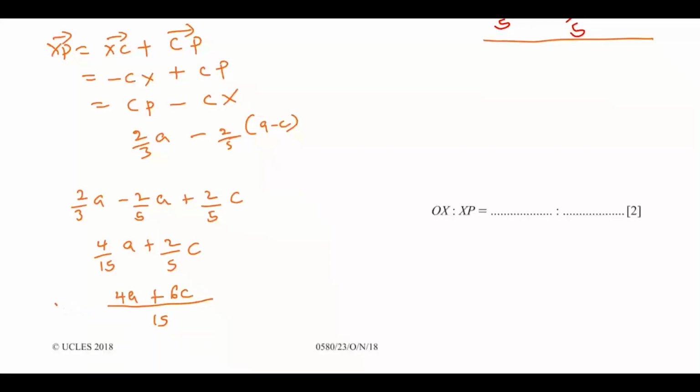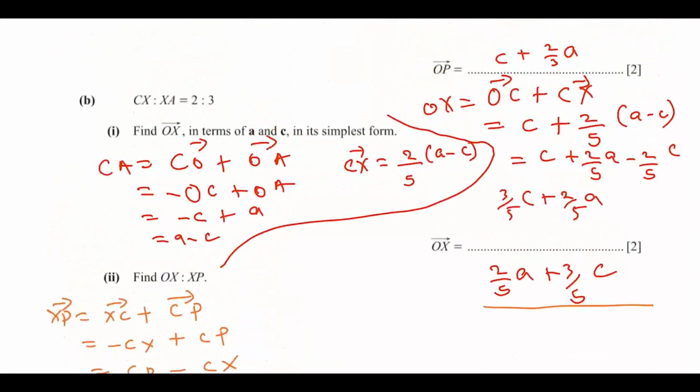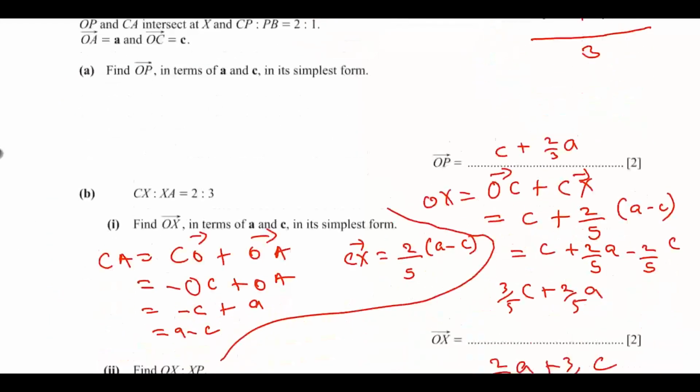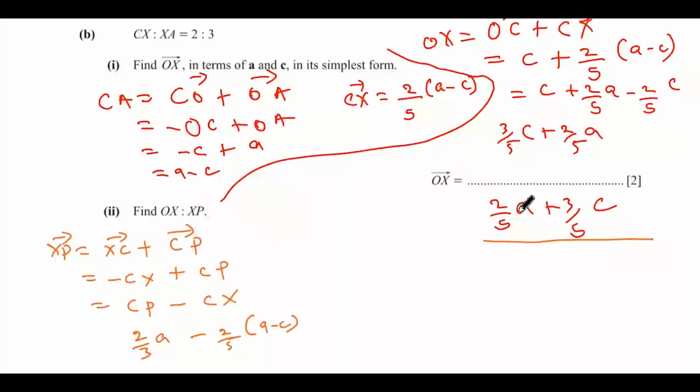So this will be the value of XP. We want to get the ratio OX to XP, which is the same as OX divided by XP. OX is 2 over 5. Let's scroll up. I think we did that already, to save time. Let's check OX up here. Okay, so this is OX here. So we can simplify this. Let's scroll down a little bit.